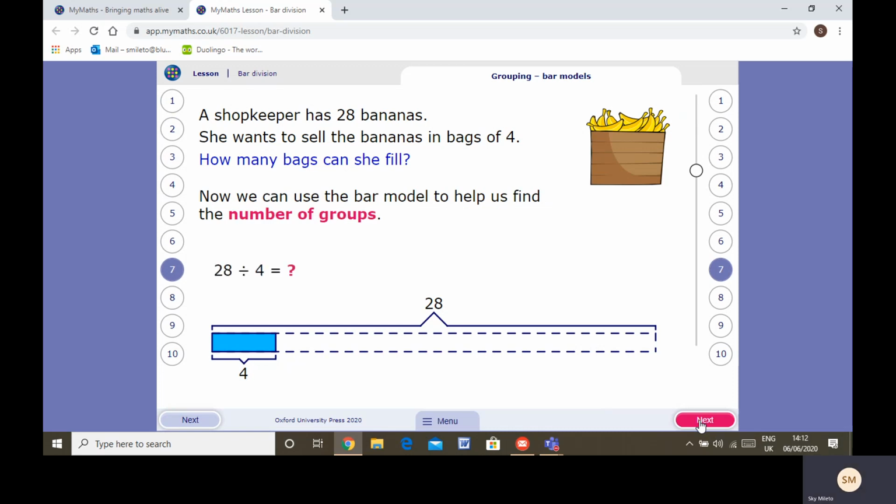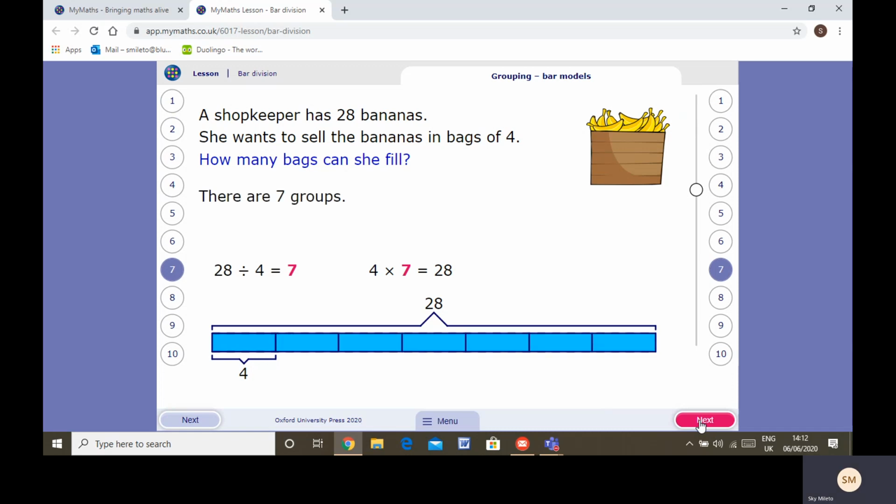So we need to do 28 divided by 4. Now I know that 4 times 8 equals 28. No, 4 times 8 equals 32. I know 4 times 7 equals 28. Therefore, we have 7 groups. And we can put that into our bar model to show that the shopkeeper can fill 7 bags.